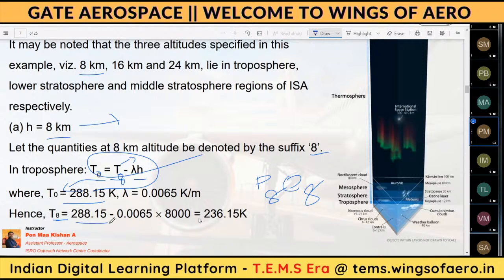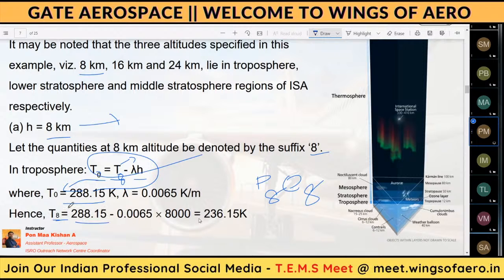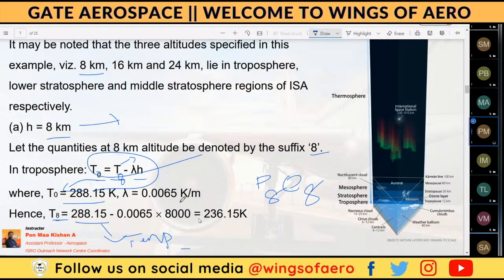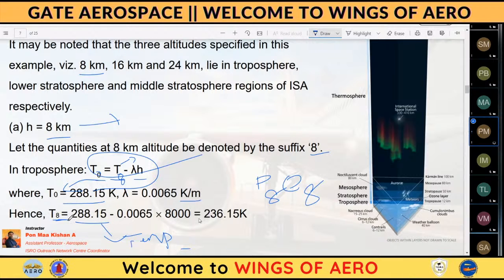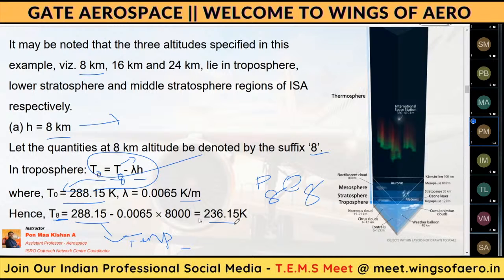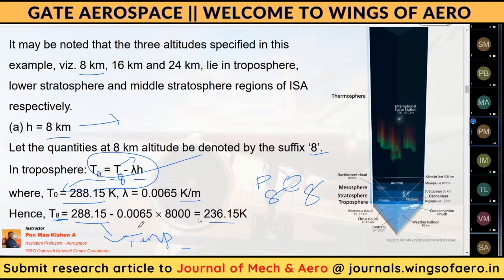So T naught is equal to 288.15, that is the temperature at sea level. So you can directly use 6.5 Kelvin per kilometer itself. So the final temperature at 8-kilometer altitude is 236.15 Kelvin. So temperature is determined. Since it is the troposphere layer, it is now determined.